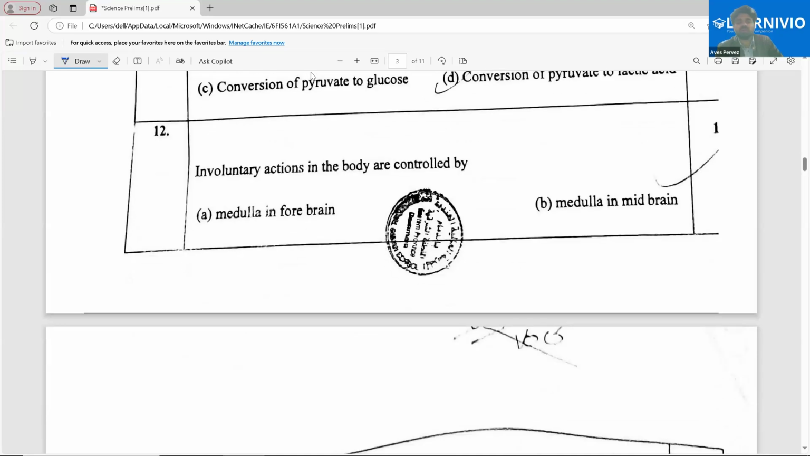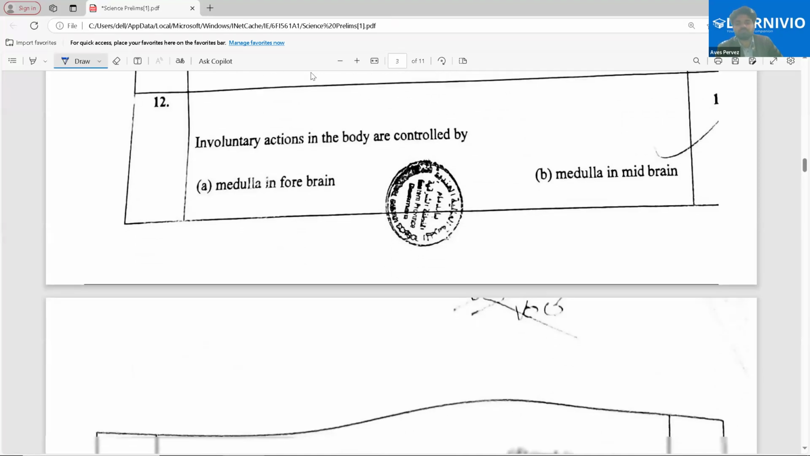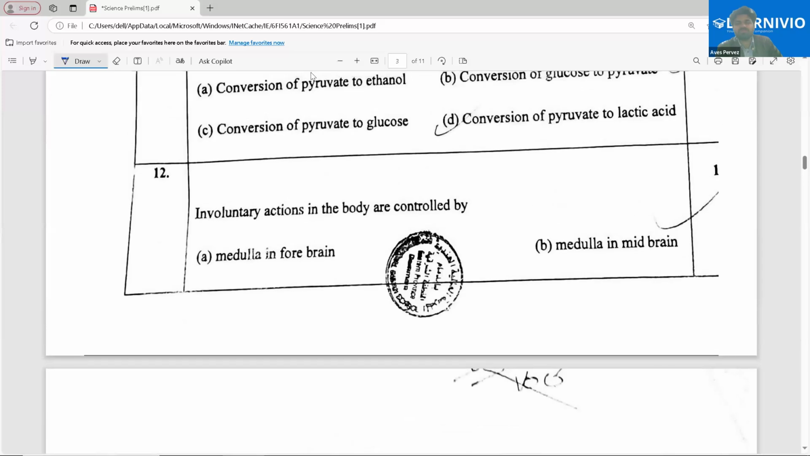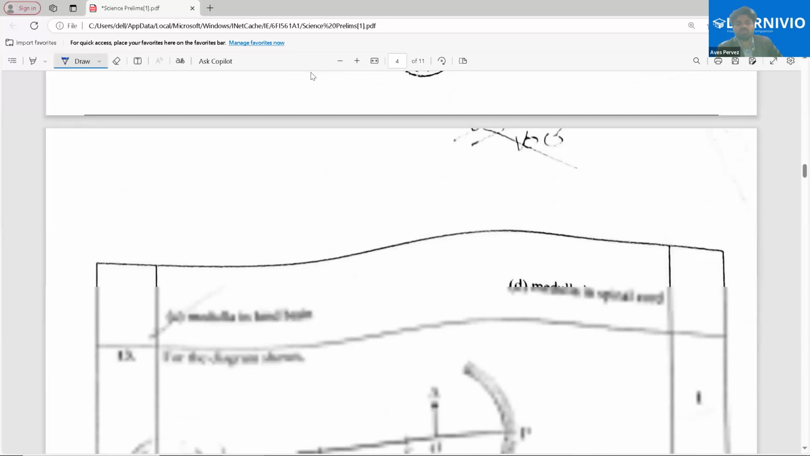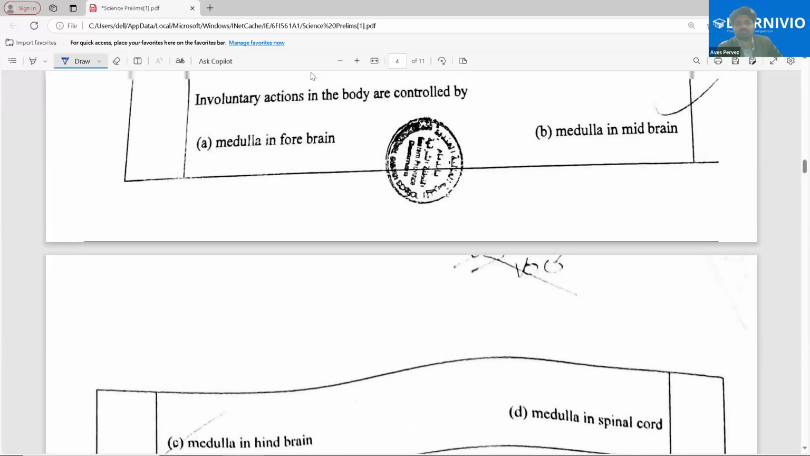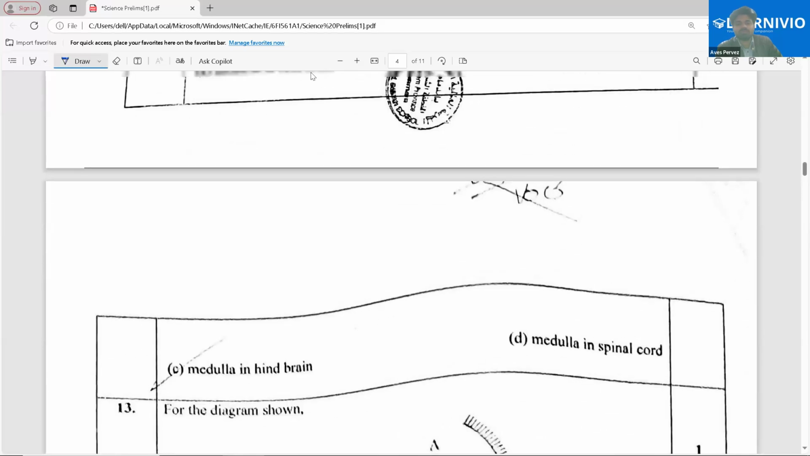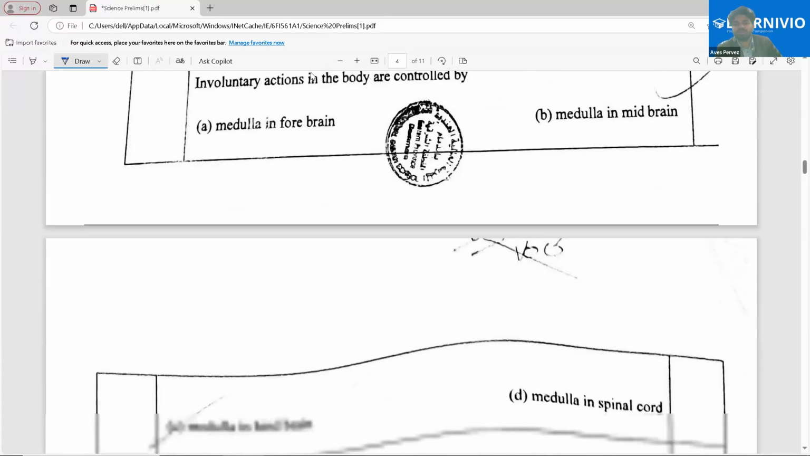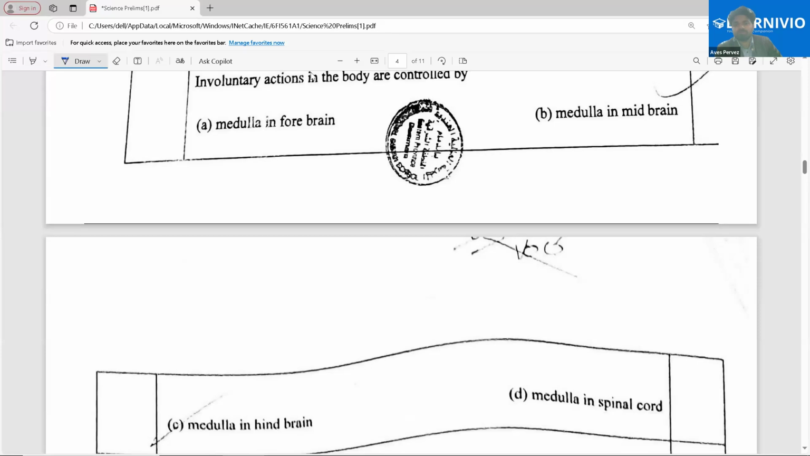Involuntary actions in the body are controlled by medulla in the midbrain. No, no. I didn't mark that. I marked the second one. It's down there, see. Yes, medulla is the part of hindbrain. Okay, I told everyone, right?